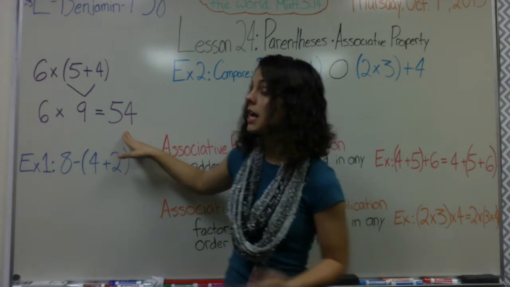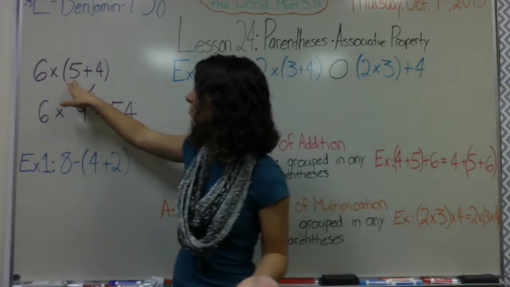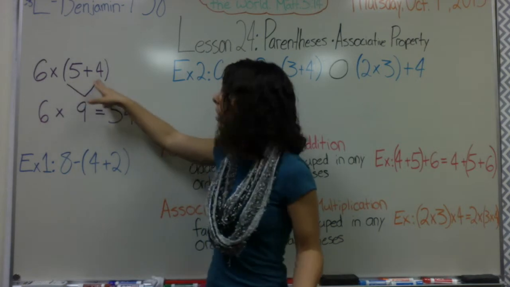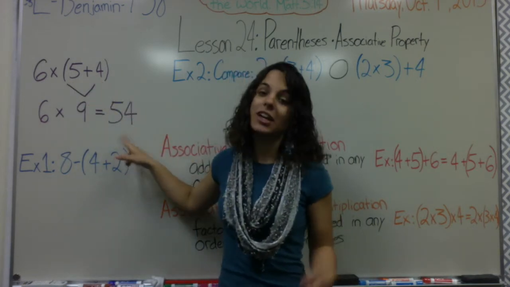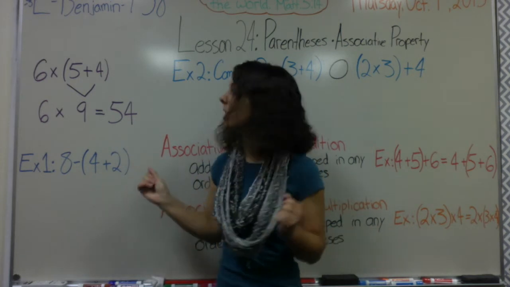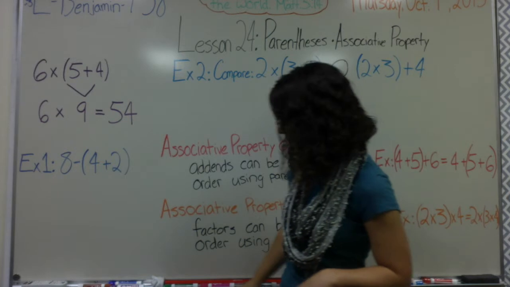If you were to do it the other way, which would be the incorrect way, you'd be doing 6 times 5, which is 30, plus 4, which is 34. And that's completely different and completely wrong. I'm sorry. So example 1 is what we're going to look at first.